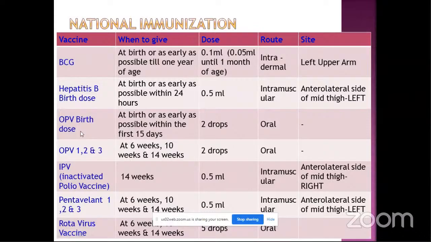OPV is again a birth dose. It is given orally, as early as possible or within the first 15 days. It is 2 drops, given orally.